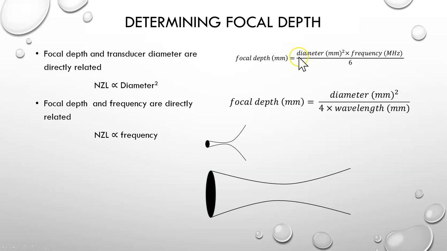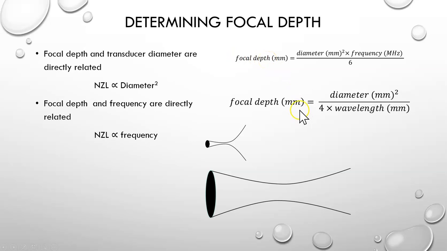A simple equation to remember this is that the focal depth in millimeters is approximately equal to the diameter of the crystal in millimeters, that diameter squared, times the frequency. And in this case, we multiply our frequency in megahertz. So if we're using 4 megahertz, we multiply that by our crystal diameter. If it's 2 centimeters, we're going to say it's 20 millimeters, and that will give us our focal depth.